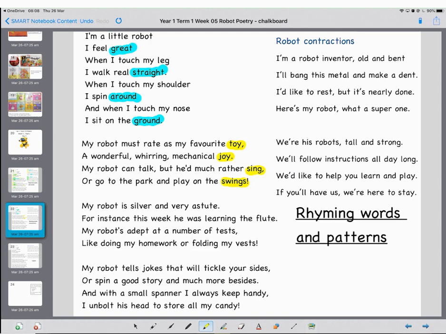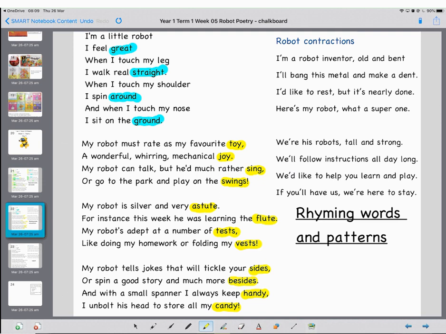My robot is silver and very astute. For instance, this week he was learning the flute. So astute and flute. My robot's adept at a number of tests, like doing my homework or folding my vests. My robot tells jokes that will tickle your sides, or spin a good story, and much more besides. And with a small spanner I always keep handy, I unbolt his head and to store all my candy.